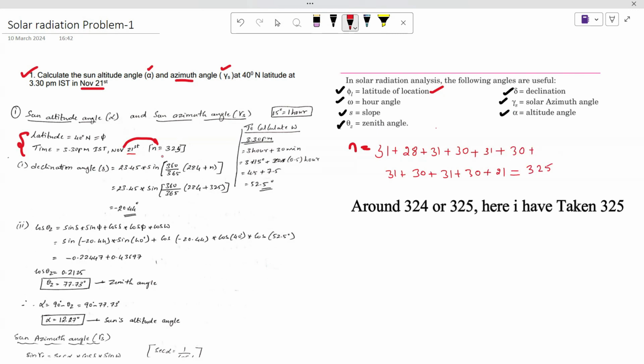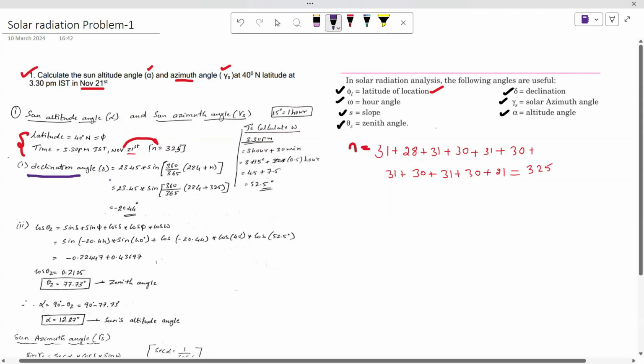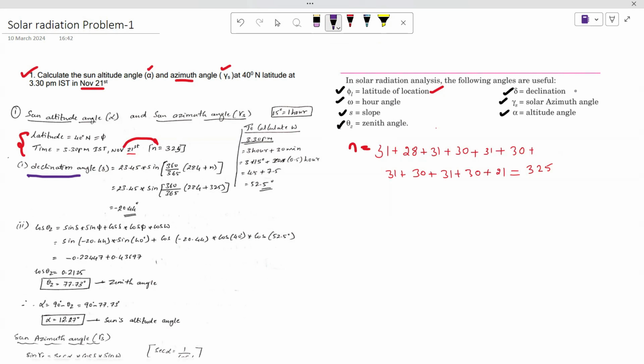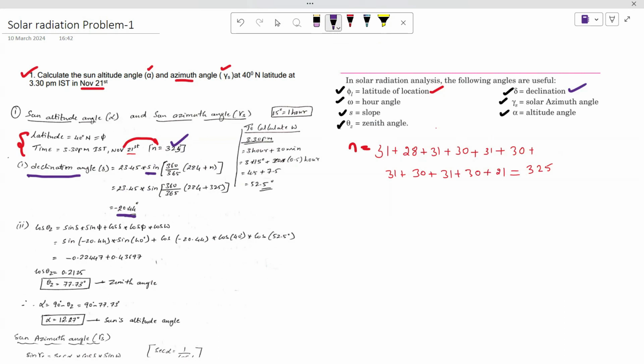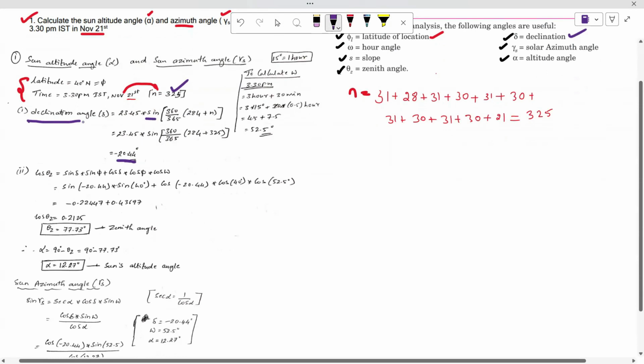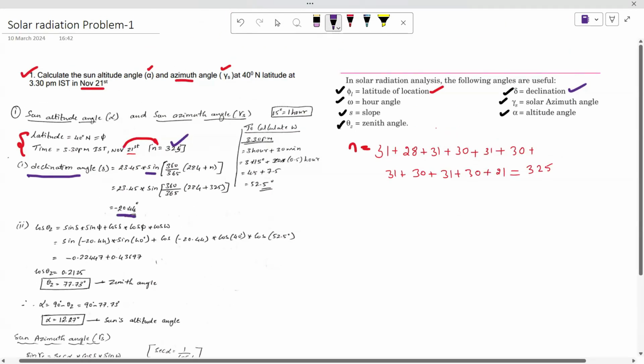Now, after calculating this n value as 325, next we come to the first term which we need to find, that is the declination angle, delta. To calculate that, the formula is 23.45 into sine of 360 by 365 into 284 plus n. The n value is 325, so just substitute it in the formula. The answer will be minus 20.44. Very simple, but please keep in mind that while doing it in the calculator, you should keep it in degrees.